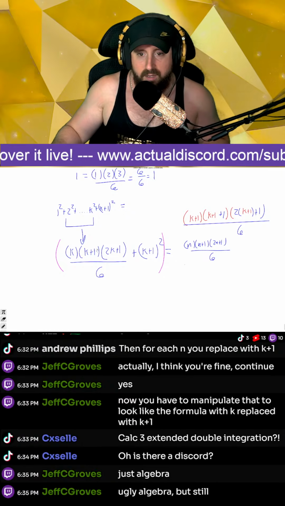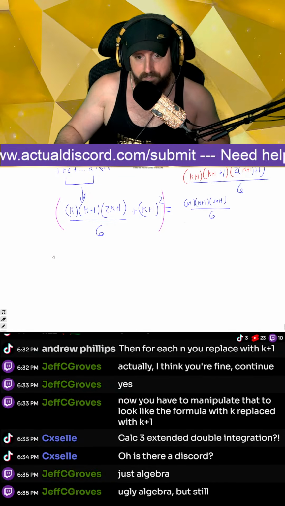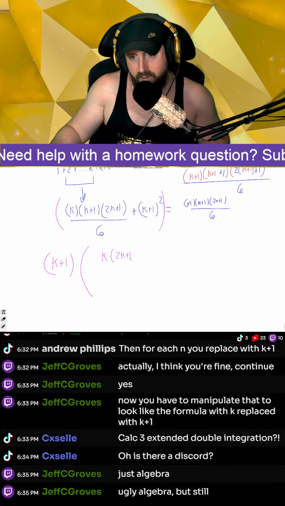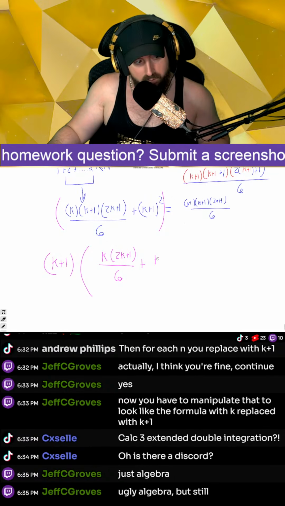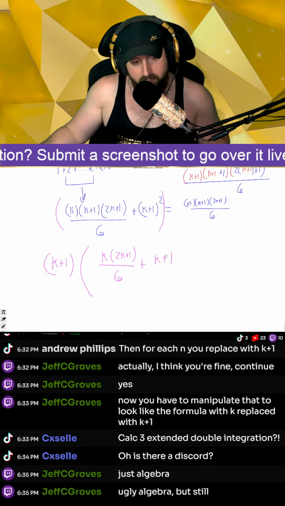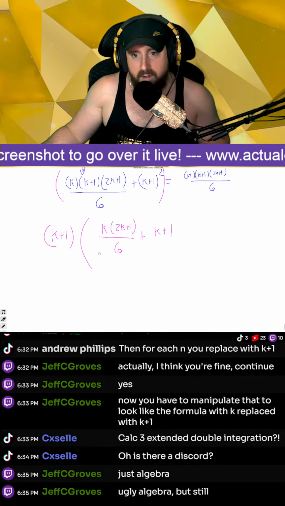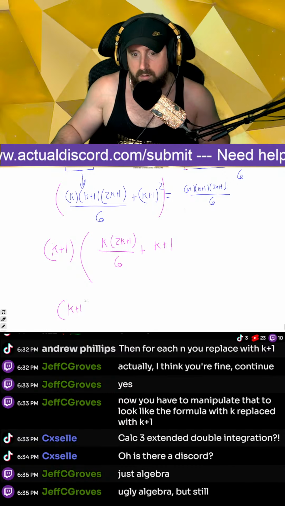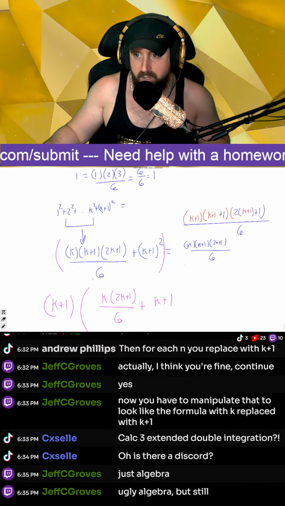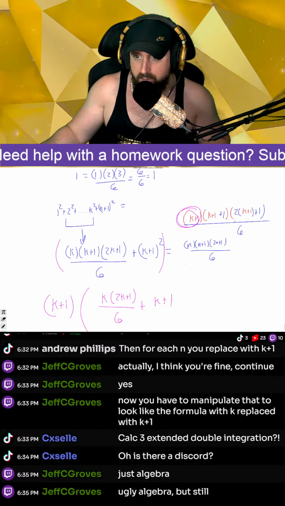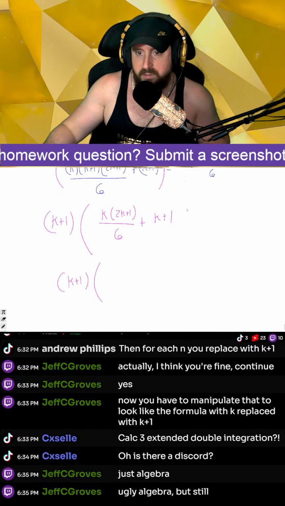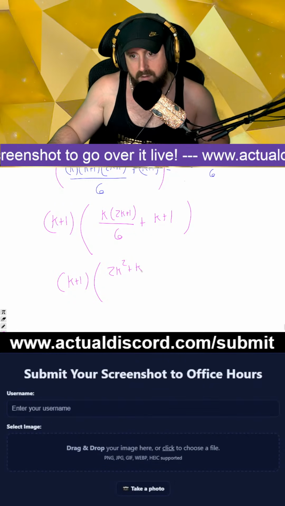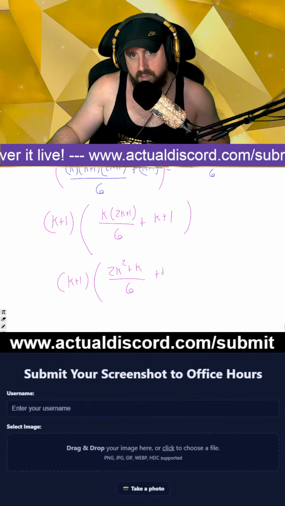I see a k plus 1 in both of these things, so I think I'm going to pull that out. So k plus 1, and then we're going to get k times 2k plus 1 all over 6 plus k plus 1. Okay, and then I think I need to expand this out now. The reason why I want to keep this is because I think eventually I want just this, and then this is equal to this or something. Yeah, that's the intuition. So then this is 2k squared plus k all over 6 plus k plus 1.